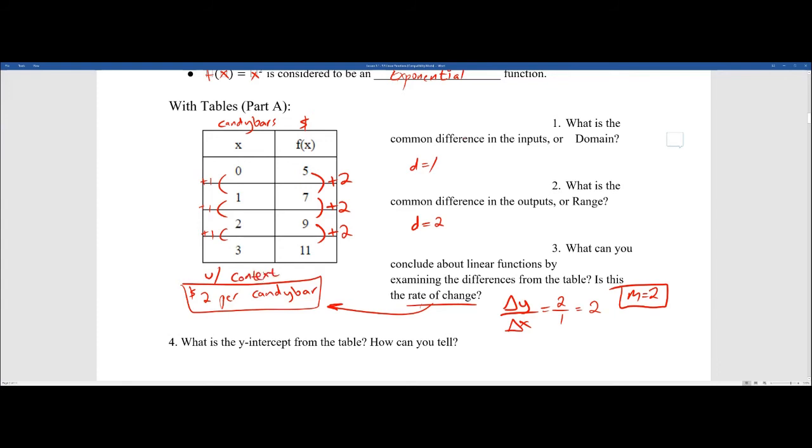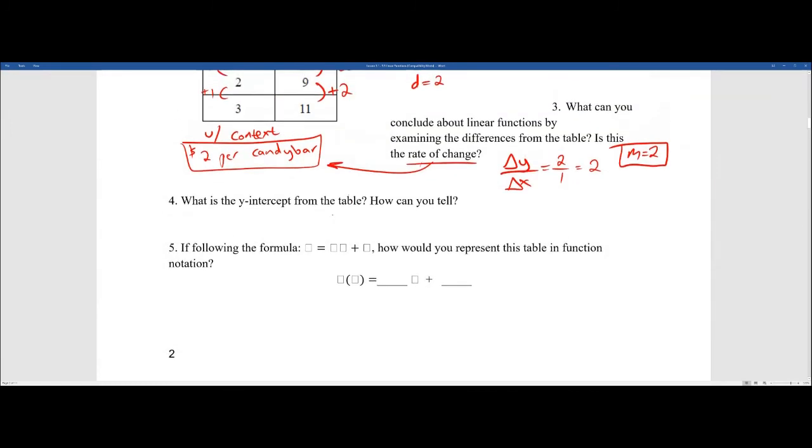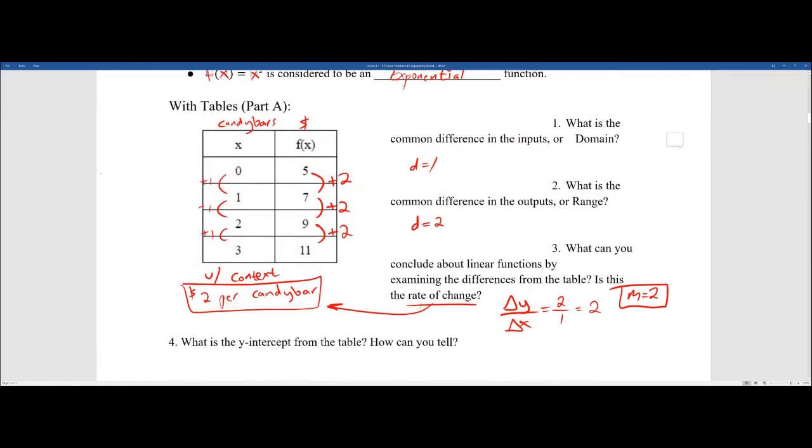And that's good. All right, number 4. What is the y-intercept from the table? How can you tell? Remember, y-intercept is basically 0, comma y. In this case, it's 0, comma f of x. On a graph, it would look like this. It'd be right here. It'd be at 0, comma something. Well, we have 0, comma 5. Now, how can I tell? I can tell because the x value, or your input value, is 0. So again, it'll be right here if you were to graph it on your y-axis.